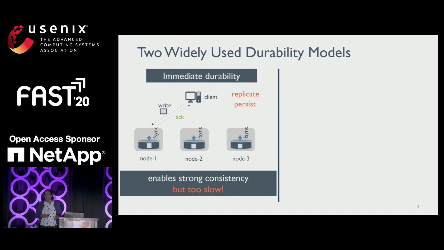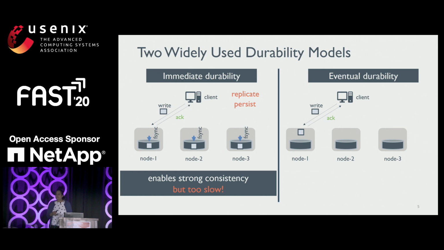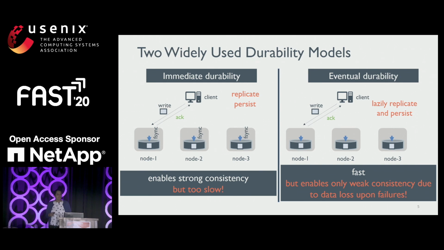because of synchronous operations. Given the performance problems of immediate durability, many systems use what we call eventual durability, in which a write is just buffered in one node's memory and immediately acknowledged, and then the system lazily replicates these writes in the background, making them eventually durable. So the system is fast, but the problem is that the system can only enable weaker consistency guarantees because it's possible that if a failure arises before the data item is made durable, then the data item would be lost and it exposes weaker consistency guarantees.